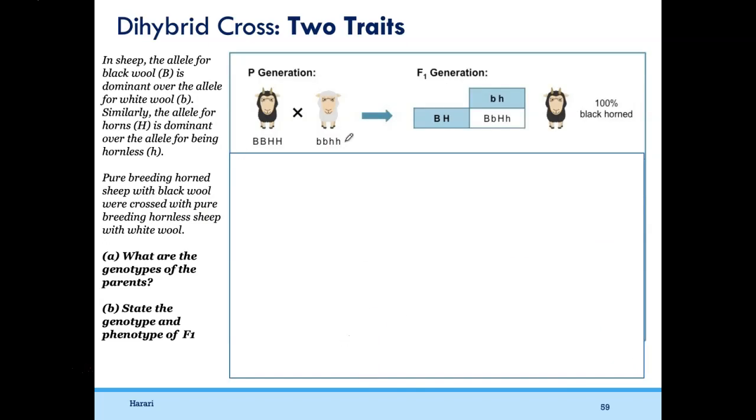So, this black horned sheep can only give big B, big H sperm or egg. Let's say this is the male. So this male can only give sperm with big B, big H. This female can only have eggs with little b, little h. So, when they have babies, all of their children will be black and horned: big B, little b, big H, little h.